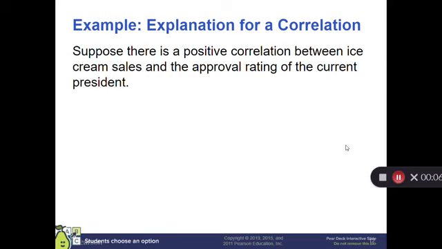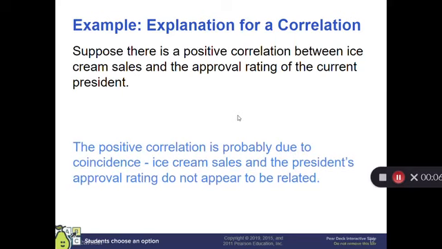Another type of correlation we could have: a positive correlation between ice cream sales and the approval rating of the current president. Maybe as ice cream sales go up, people also approve more of the president, or as ice cream sales go down, people are less in favor of the president. But it's more likely that this is just a coincidence. I would say that ice cream sales and the president's approval rating are probably not actually related, but if you put them both on a graph, even if you saw an upward trend, it doesn't necessarily mean that one causes the other.